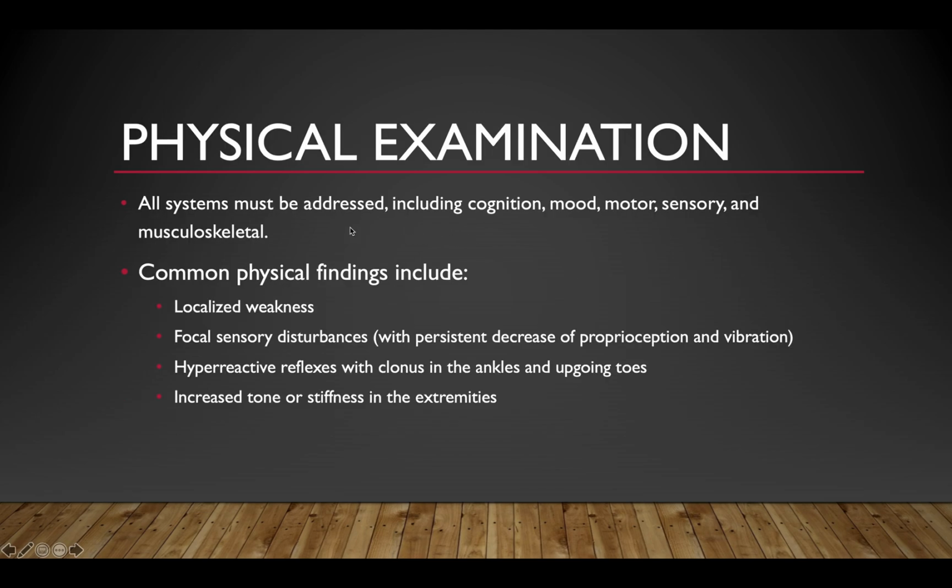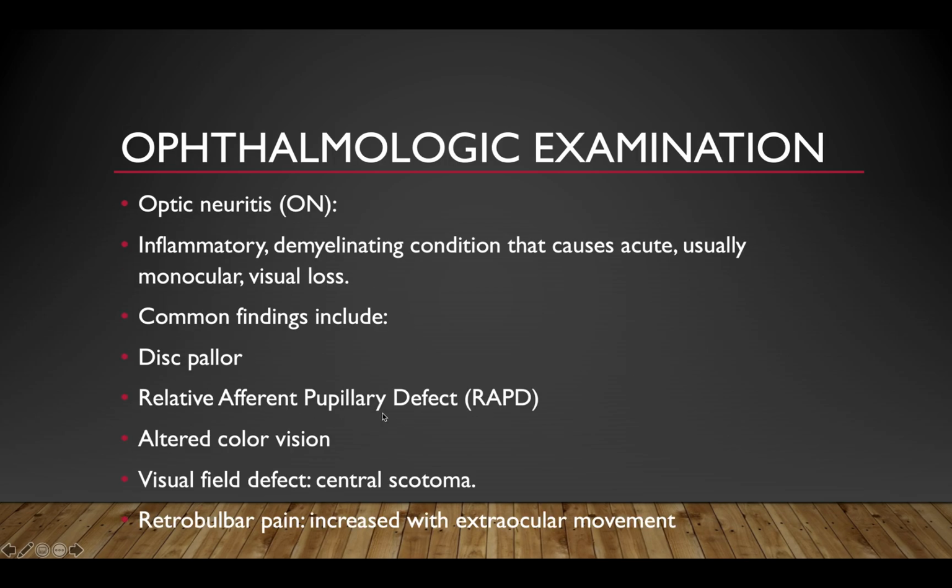Physical examination. As you know, because MS can affect any part of the CNS, all systems must be addressed, including cognition, mood, motor, sensory, and musculoskeletal. So there are common physical findings like localized weakness, focal sensory disturbances with persistent decrease of perception and vibration, and also hyperreflexia with positive Babinski sign, and also hypertonia and stiffness in the extremities.